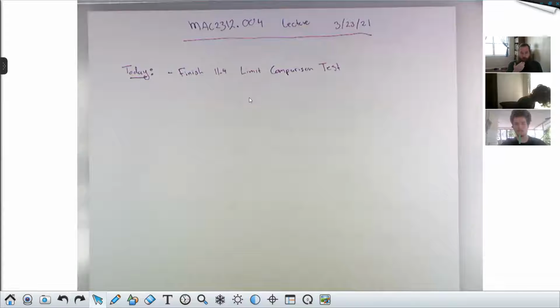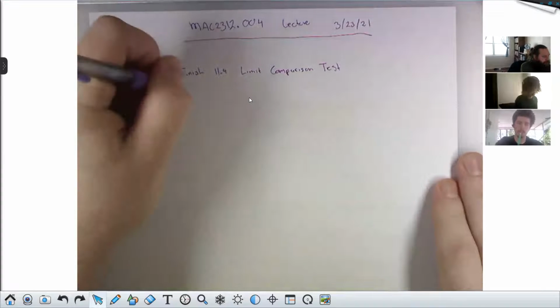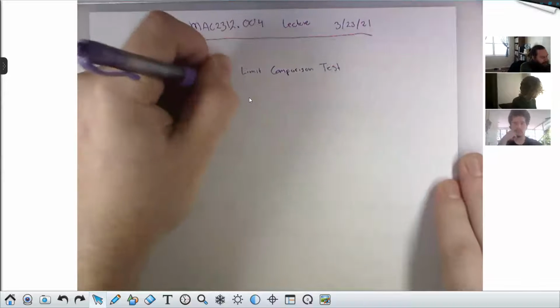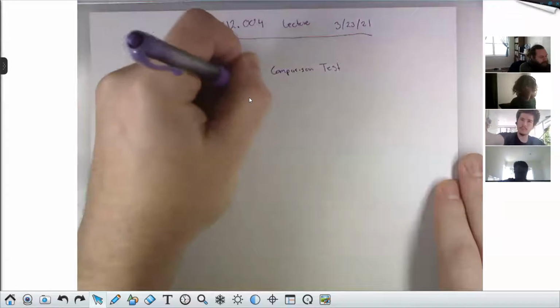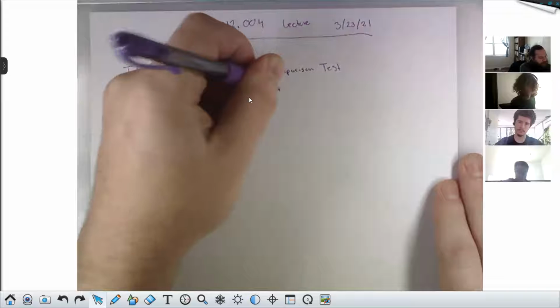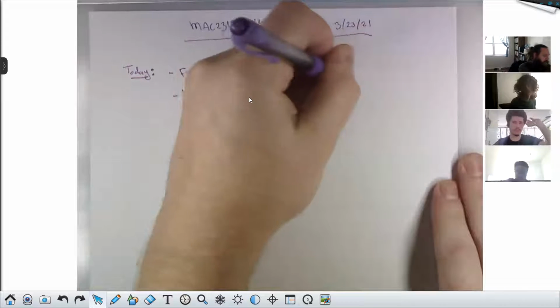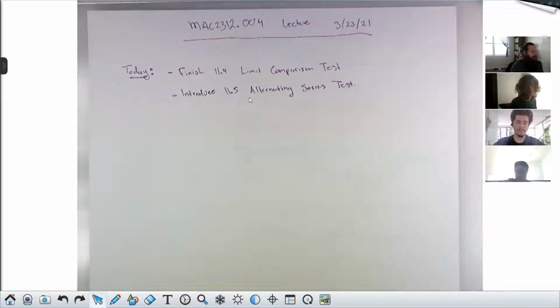We want to move at a reasonable pace, but also not overwhelm. If we get through the limit comparison test in its entirety, I may introduce our second topic for this week, which is 11.5 on what's called the alternating series test. On Thursday we'll certainly finish 11.5, regardless of whether we started today or not. So these are the two things that we're going to be doing this week.